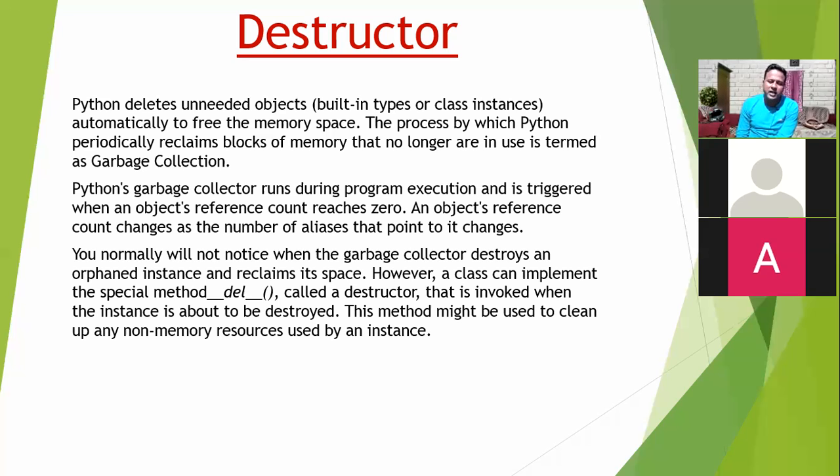In Python, the garbage collector runs during the program execution and it is triggered when the object reference count reaches 0. So when you are creating an object of a class, the memory is allocated for the class, and if there is no requirement, then you have to release it. You normally will not notice the garbage collector destroy an orphaned instance.